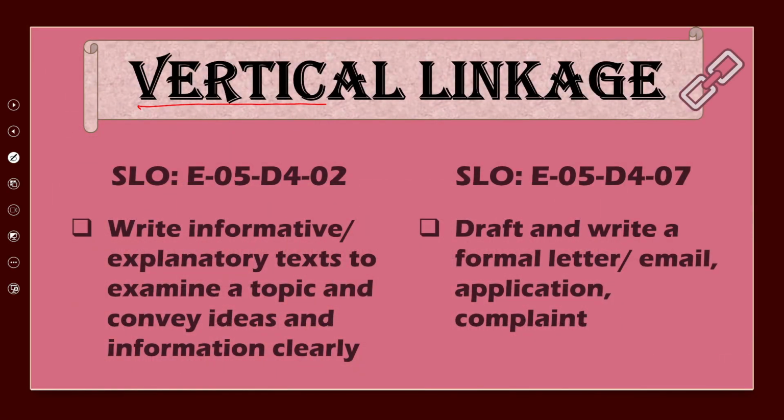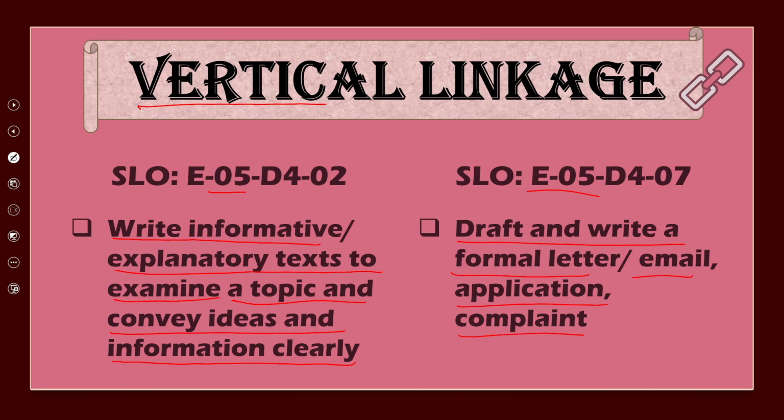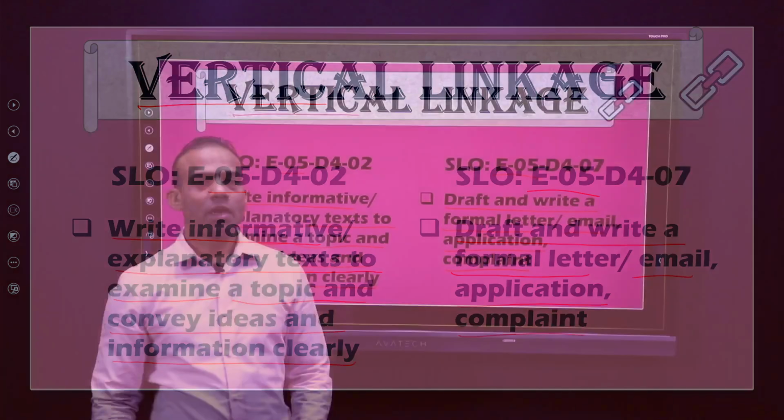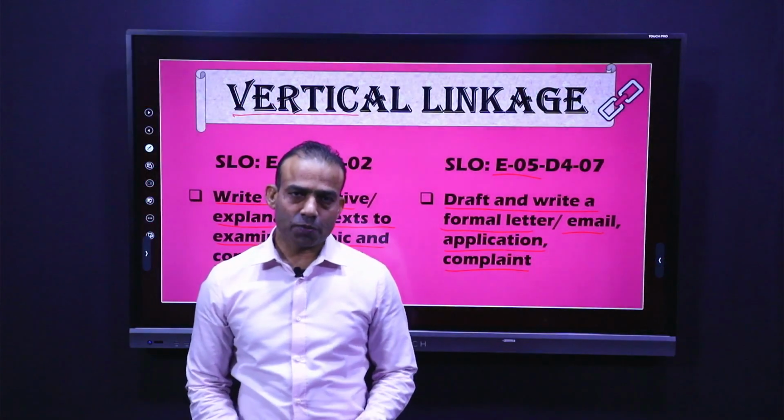Vertical linkage in grade 5. These SLOs we have discussed like this: write informative explanatory text to examine a topic and convey ideas and information clearly, and draft or write a formal letter, email, application, complaint. Now move to the next portion.